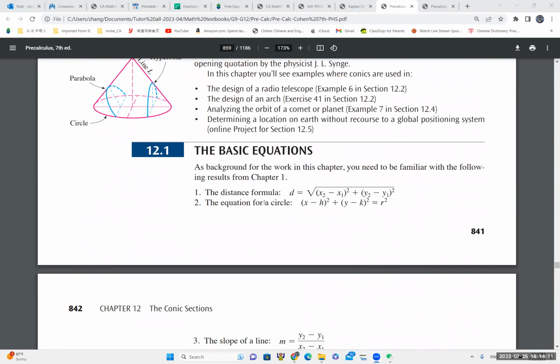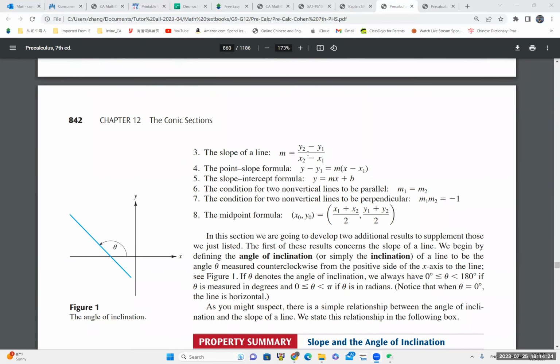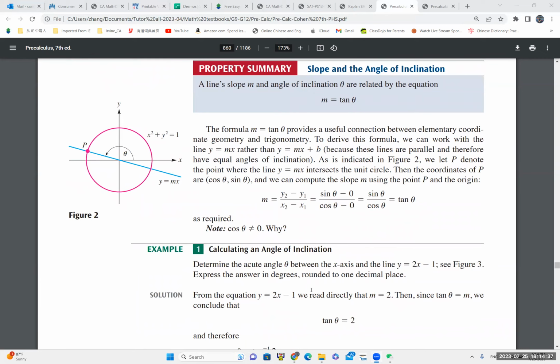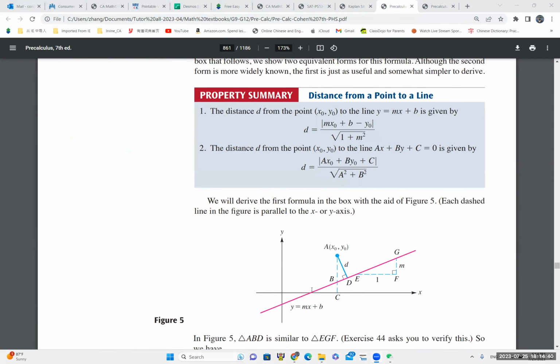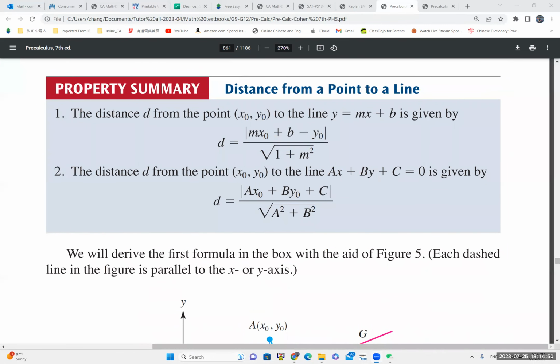Suppose we already learned something, like a circle and a parabola. Distance formula, equation for circle. Slope, point slope. Midpoint. Anyway, we will not spend too much time on this. Distance. So here shows distance. By the way, this property is kind of powerful.